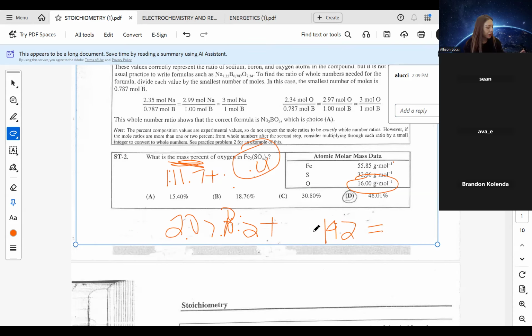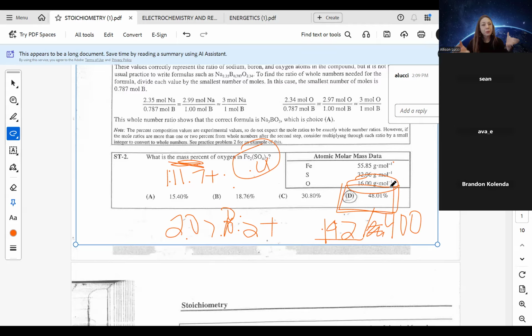It is just under 400 grams per mole when we add this all together. So what we need to do is just take the amount of oxygen, so that 192, and then divide by our total molar mass. So 192 over about 400 will approximate. And that gives me 0.48. And what we see here, the closest answer to 48% is this 48.01.